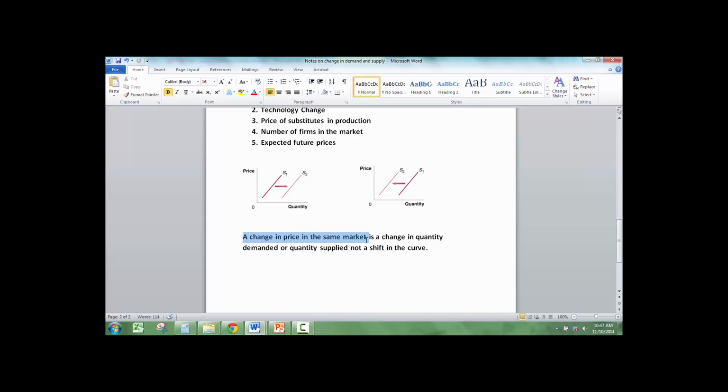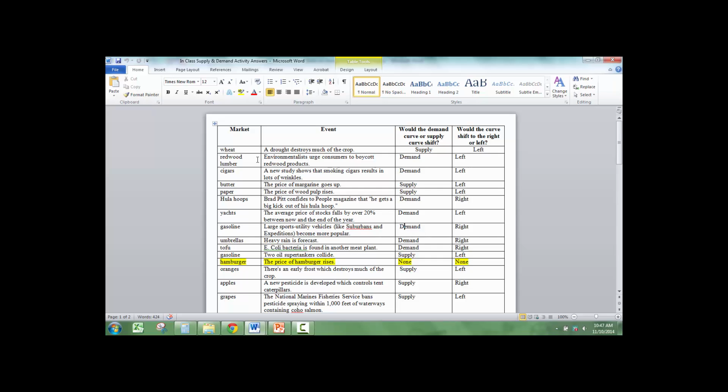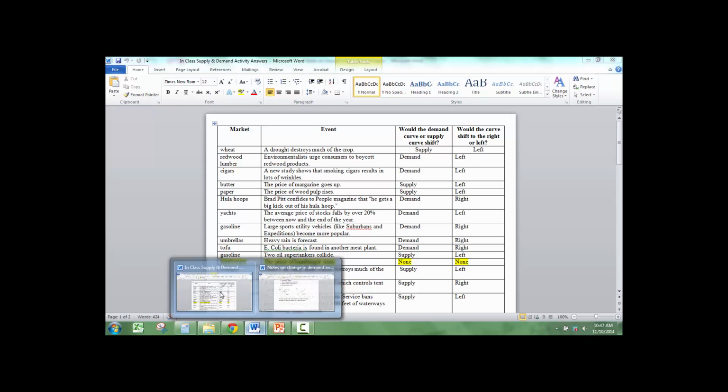And remember, a change in price in the same market is a change in quantity demanded or quantity supplied, not a shift in the curve. So now I'm going to review the homework questions. Okay, we're in the redwood lumber market. Environmentalists urge consumers to boycott redwood products. So urging consumers is trying to change their tastes.